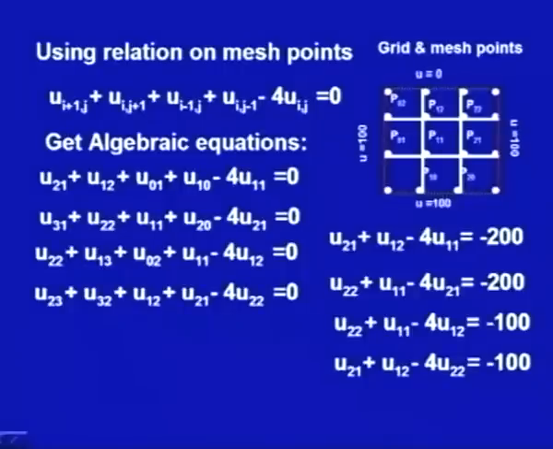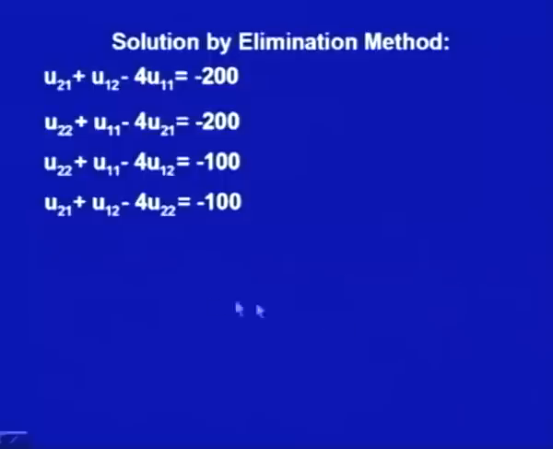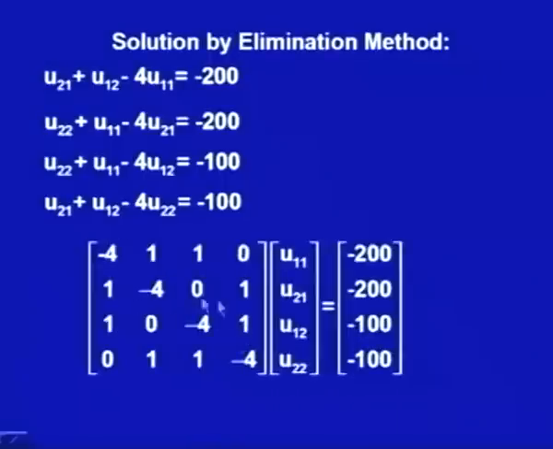With the Gauss elimination method, we write these 4 equations in matrix form, the coefficient matrix. We are using a pattern: first variable u11, then u21, then u12 and then u22. So, the coefficient of u11 is minus 4, the coefficient of u21 is 1, the coefficient of u12 is 1, the coefficient of u22 here is 0, and the right hand side is minus 200.